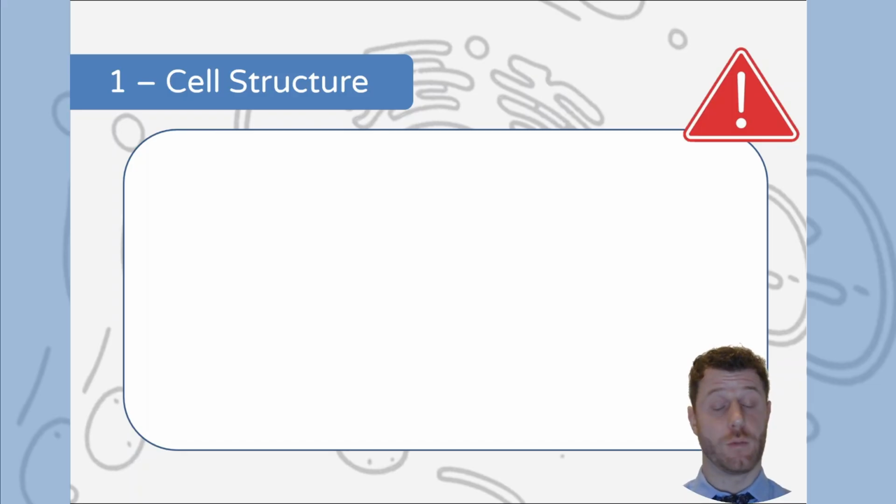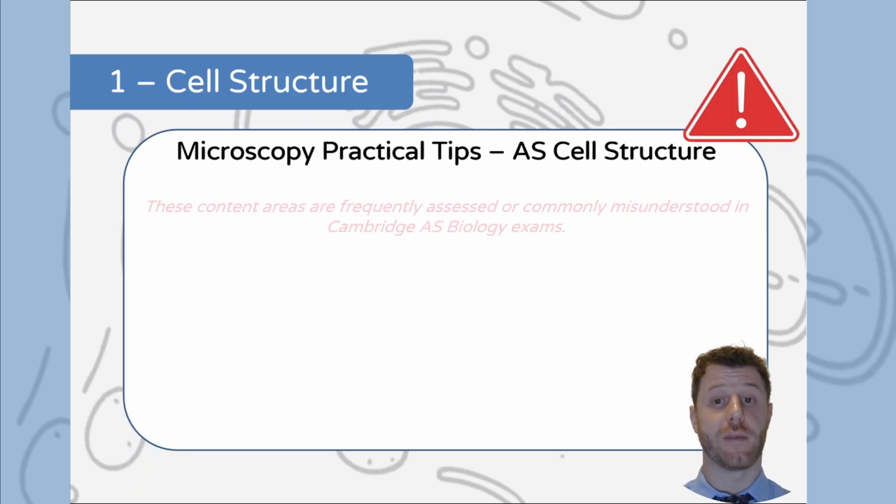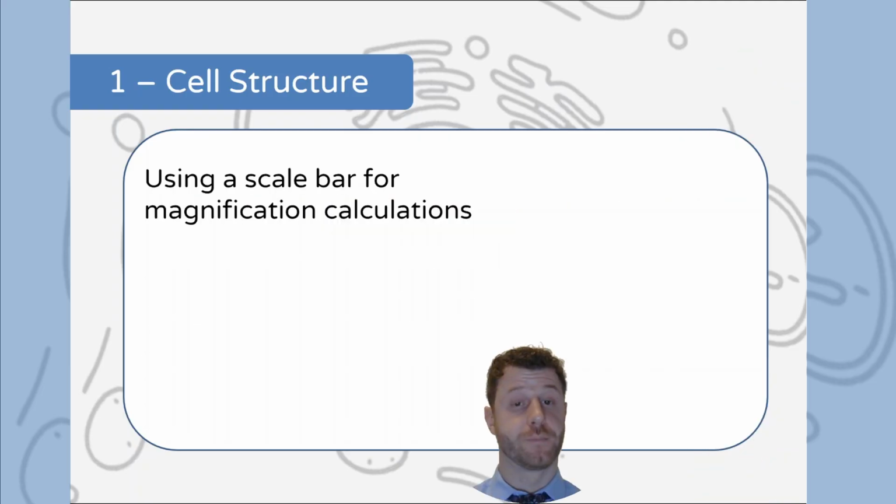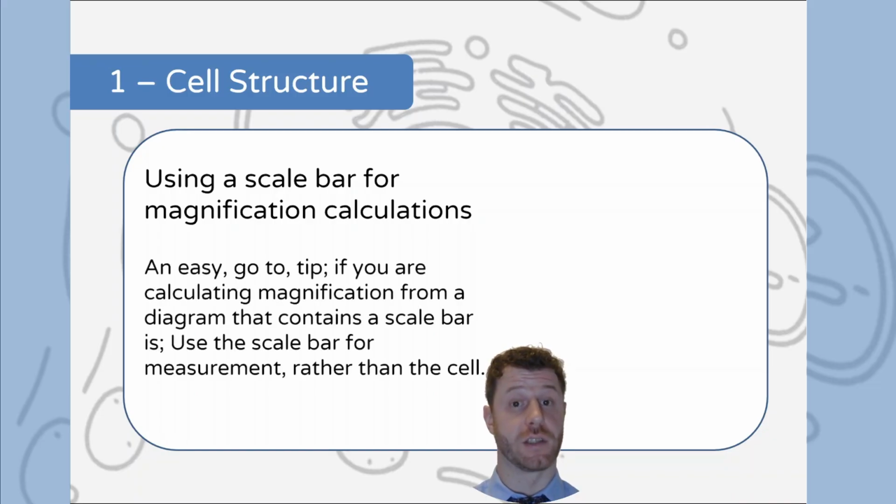Okay, once again, we've come towards the end of the video. We've finished looking at our skills, and so I'm going to give you some tips for the exam. These are my set of tips for your practical paper 3 microscope skills. I won't read them off because we're going to go through them one at a time now. So our first tip is using a scale bar for magnification calculations. It's an easy go-to tip so that you don't have to measure across a kind of unknown or hard length on a cell, and it also gives you units to work with.